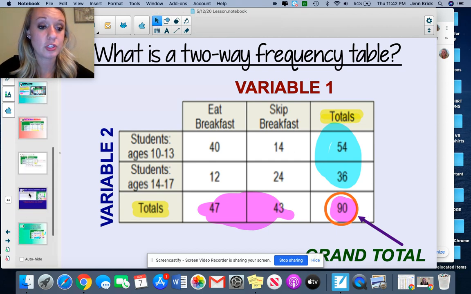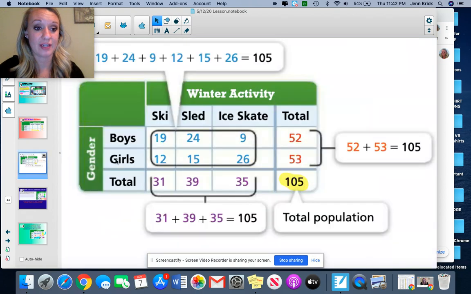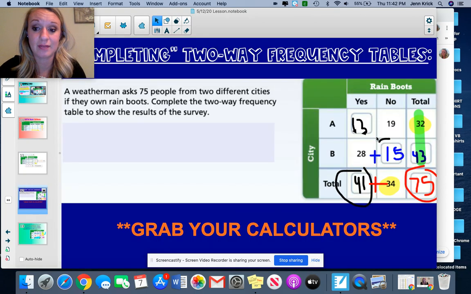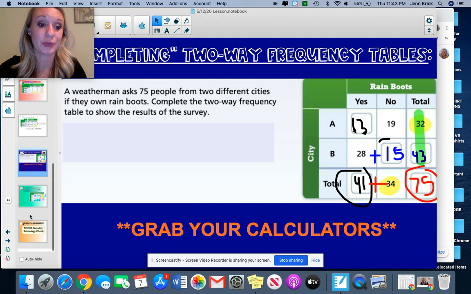Remember that you can use that idea of finding totals this way to fill in missing spaces just like we did. Okay, you can use subtraction, addition, etc. Just remember that this bottom right is always your grand total.